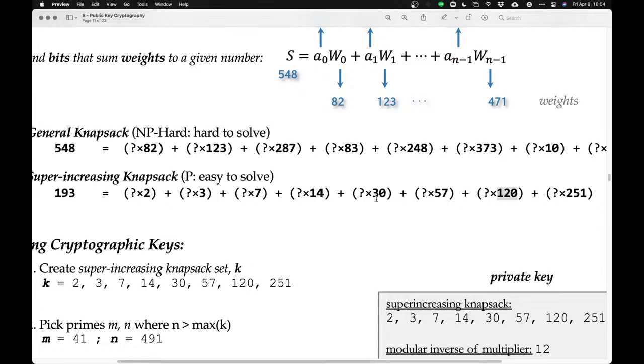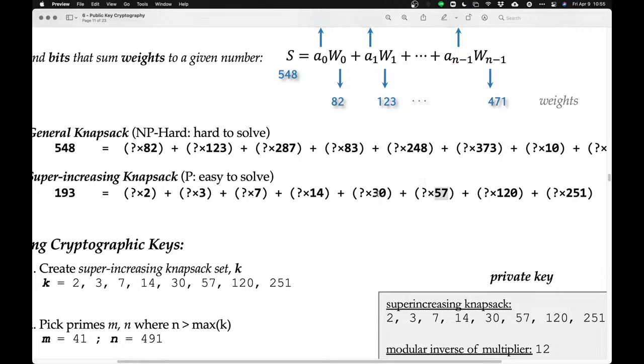Okay, let's work this backwards. 193 minus 120. Somebody do me the favor. What is it? 173. Oh, excuse me, 73. So 120 fits. So we have 73. Let's get a marker. So we had 193 minus 120. That gave us 73, right? Minus 57. How much does that give us? 16. Okay. And which number next?